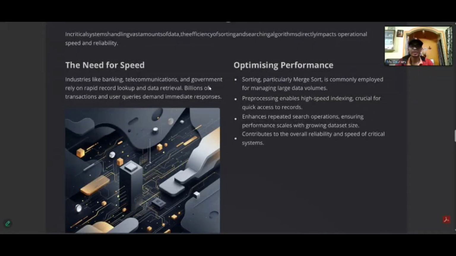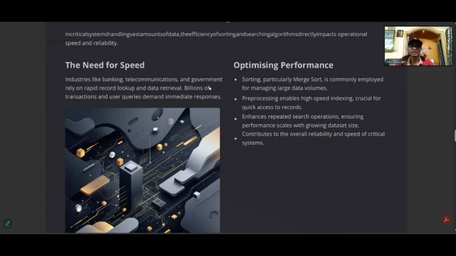Industries such as banking, telecommunication, and government systems handle millions of records every second. In such systems, using a linear search would cause delays and poor performance. Therefore, data is first sorted and indexed, allowing binary search or similar techniques to retrieve the information almost instantly. This pre-processing ensures fast responses, high system reliability, and scalability as data grows.